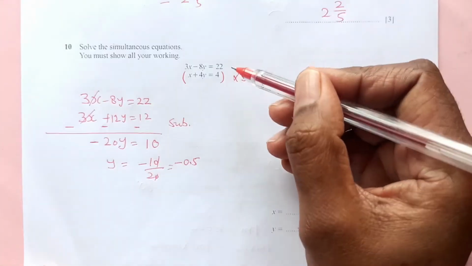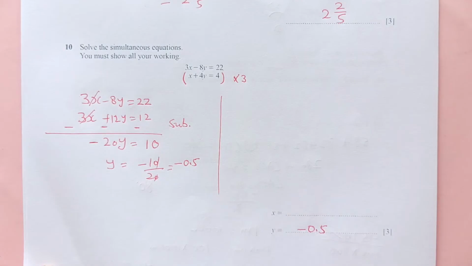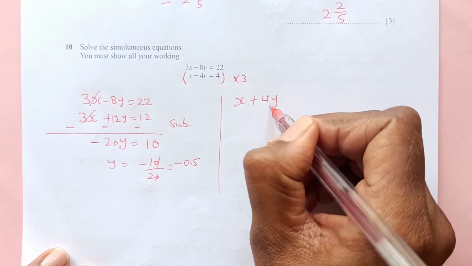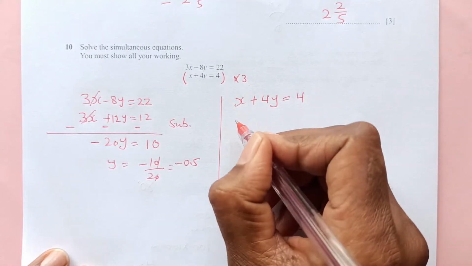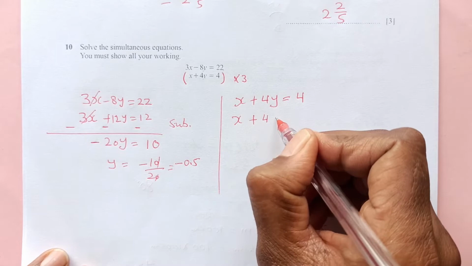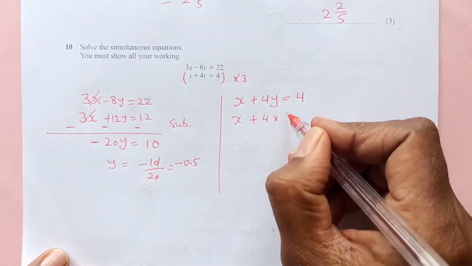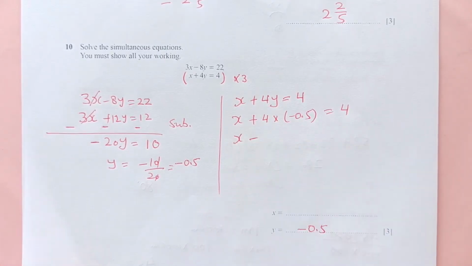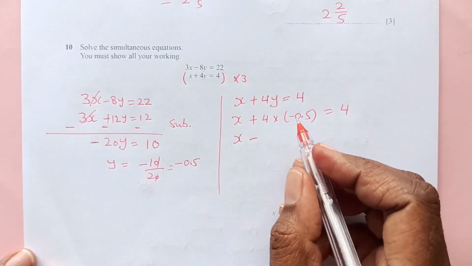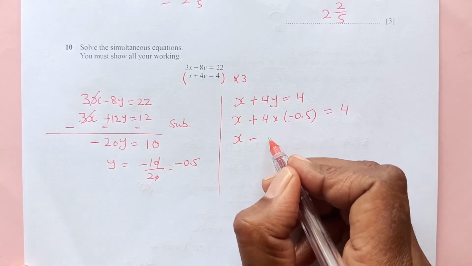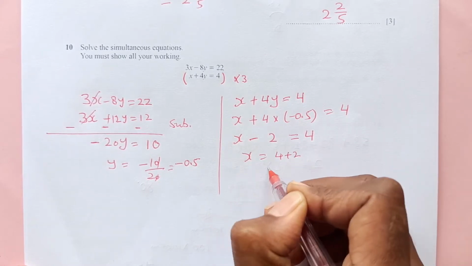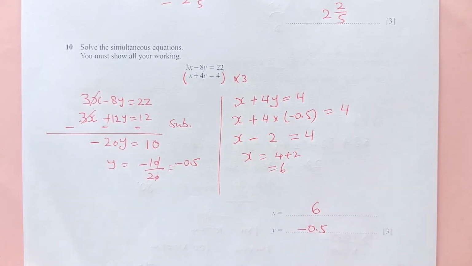So now we can choose any of these equations to find out the value of x. So I am choosing the second one, which is the easy calculation I seem to be. So x plus 4 times y, which is negative 0.5, equals 4. So x minus, this is going to be 2, and 4. So x is 4 plus 2, which is 6. So value of x is 6. So this is how you can simplify this one, right?